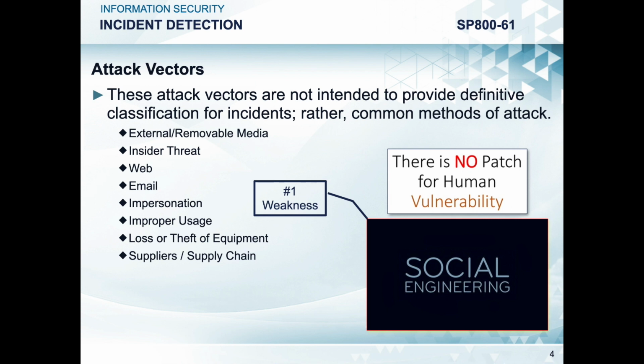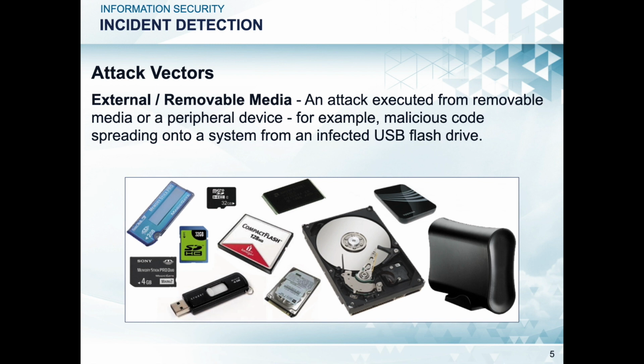Social engineering continues to be the number one weakness as far as attack vectors. Phishing campaigns, clicking on a link, these are all things that the human element does that creates these problems inside the company. Attack vectors as external or removable media device, external hard drive, USB flash drive.